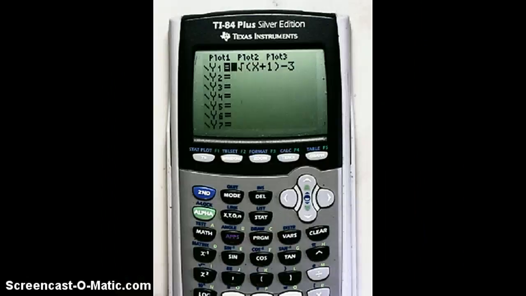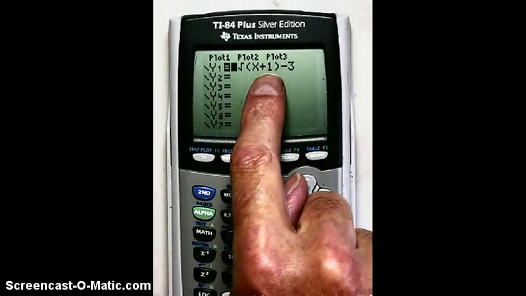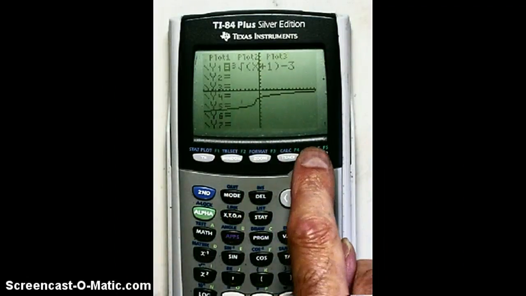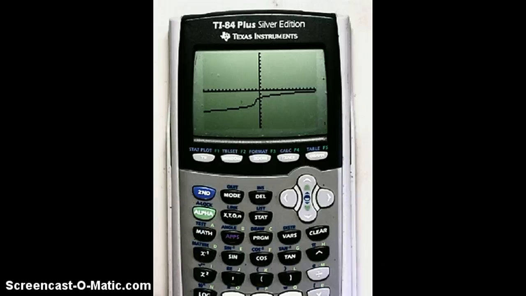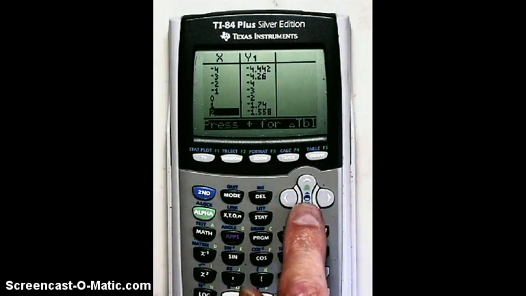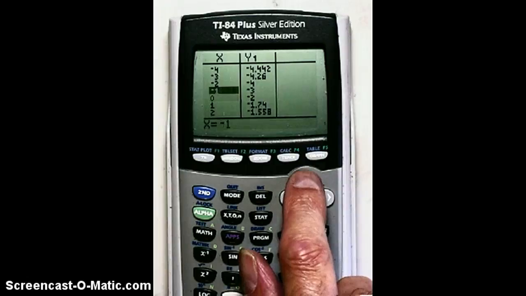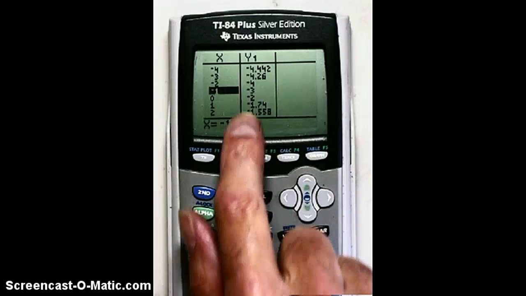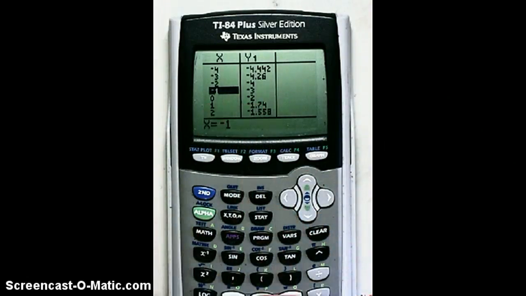Okay, can I do this on my calculator? Well, I typed this into the equation editor and I hit graph, and there's the graph of that function. Now, if I looked at the table, I see the table of values, see? Okay, so what would the inverse be? Well, negative 3, negative 1 would have to be, the values would have to be switched.